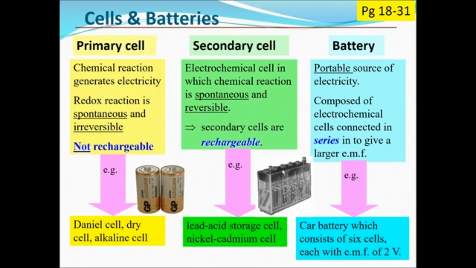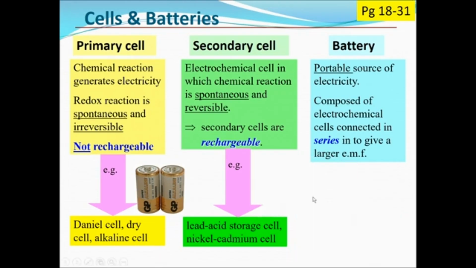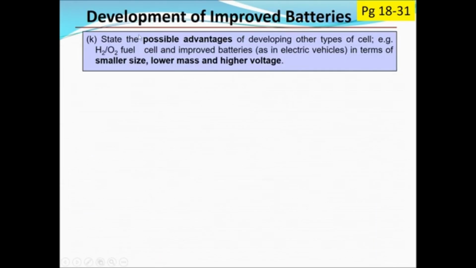On this page, there's a TED video that you watched earlier in the first SDR lesson, and I've included it again in this SDR lesson to watch again, to better understand the context. Nonetheless, there's one very important learning outcome that we need to get to. This is a recall learning outcome: to state possible advantages of developing other types of cell, such as the fuel cell, in terms of smaller size, lower mass, and higher voltage.